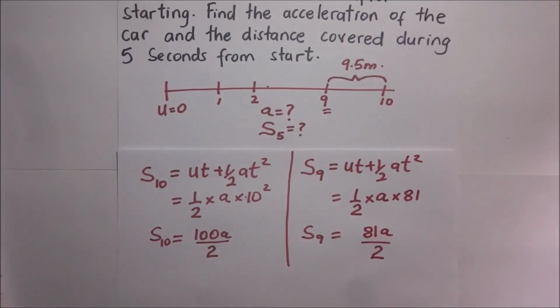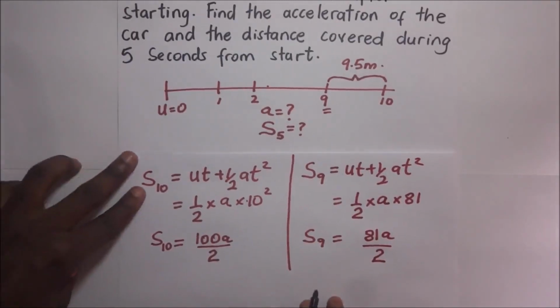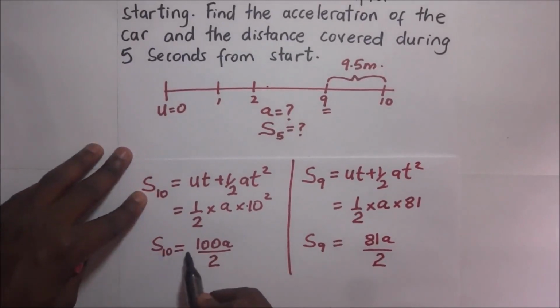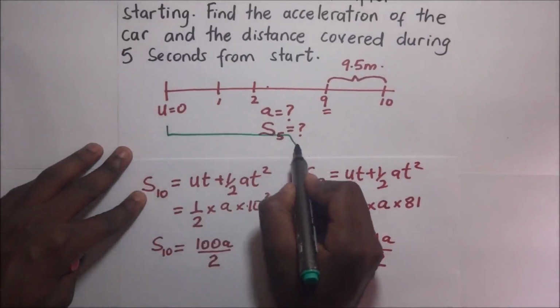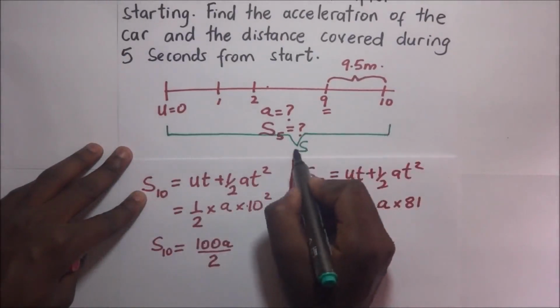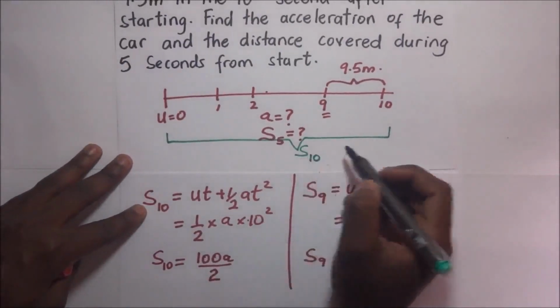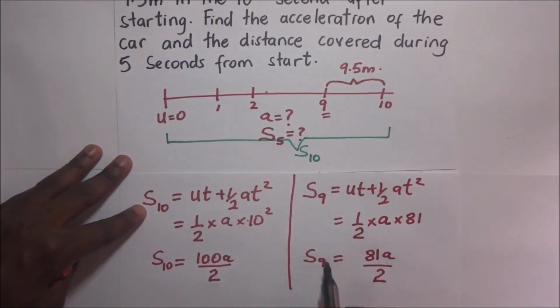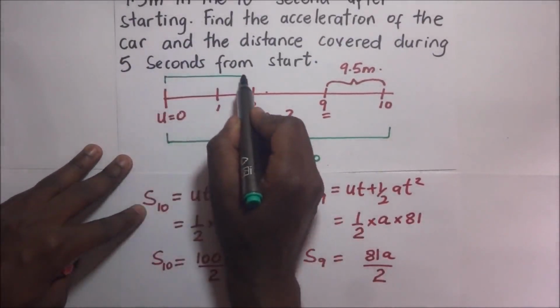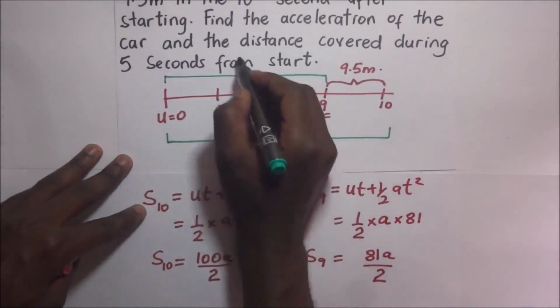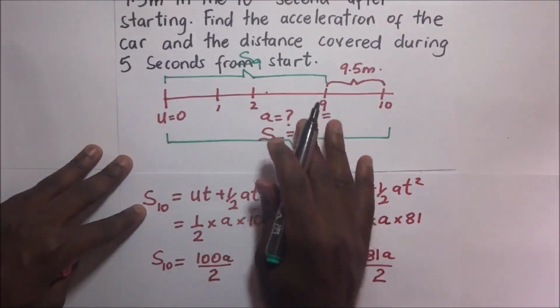Or to make it clearer for some of us who may not have gotten it yet, we have gotten the expression for how much we have moved after 10 seconds. We've moved from here, that's S10. Then the distance covered after 9 seconds is that, from here up to there. This is S9, like that.